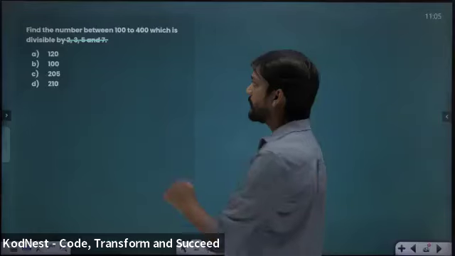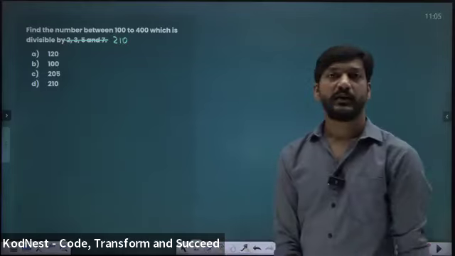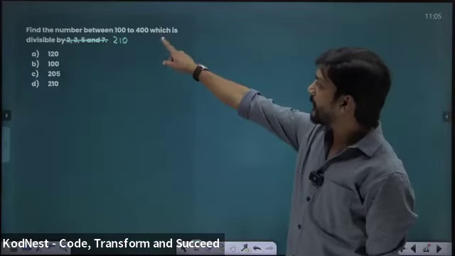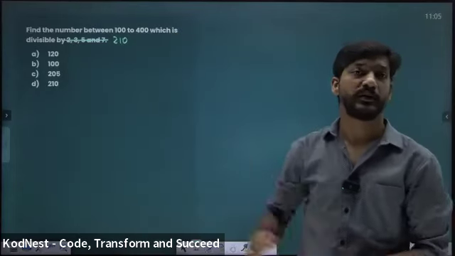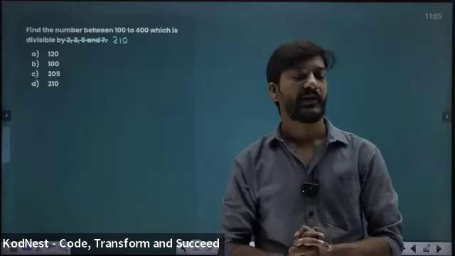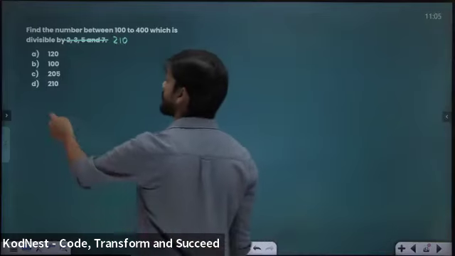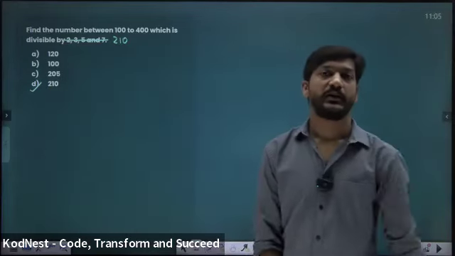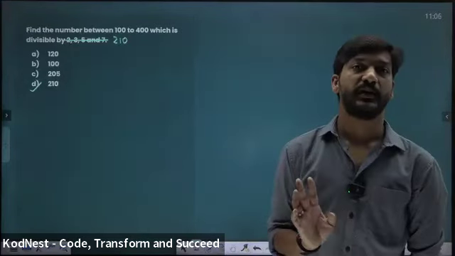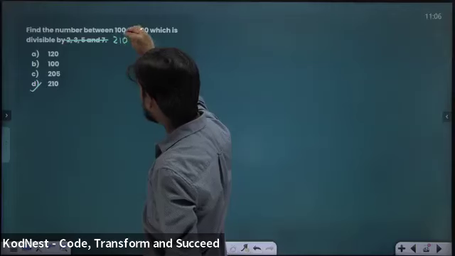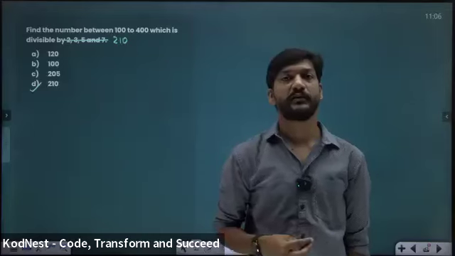So replace them with 210. Now find the number between 100 and 200. A number you have to find which is divisible by 210. So which number? Please see the options. Which number is divisible by 210? Only one option, which is 210. So this is what I was saying. In the books, you will see this approach: they will calculate the LCM of this, then they will see which number is divisible by 210, then they will solve it.